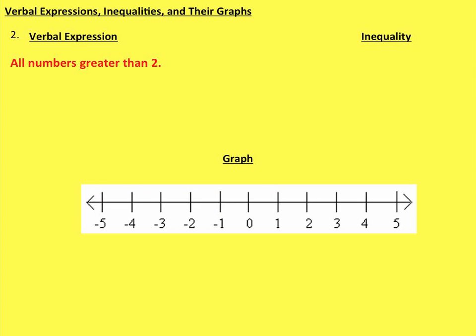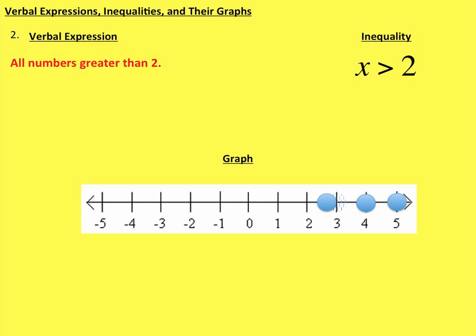All right, here we go. All numbers greater than 2. So go back to your symbols on the little chart in the front. X is greater than 2. All right, some numbers that work. Well, 4 is greater than 2, so I would fill that dot in. 2.5 is greater than 2, so I would fill that in. 5 is greater than 2. Those are all good points.